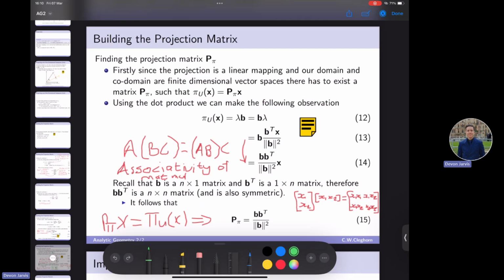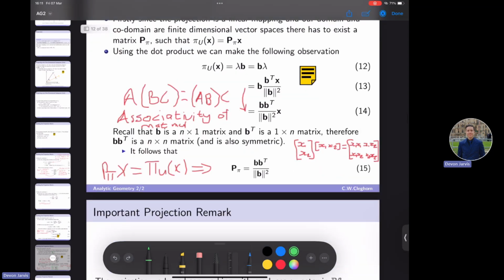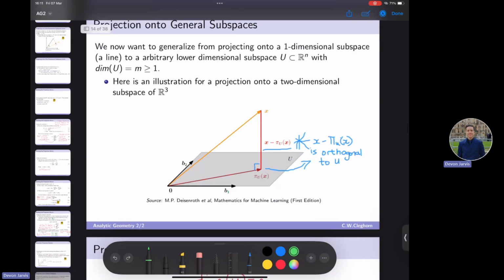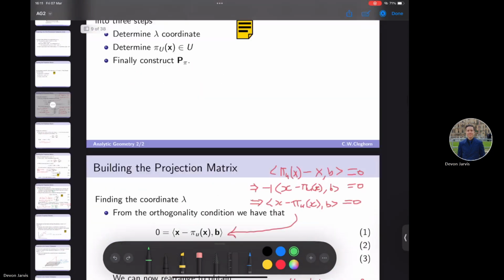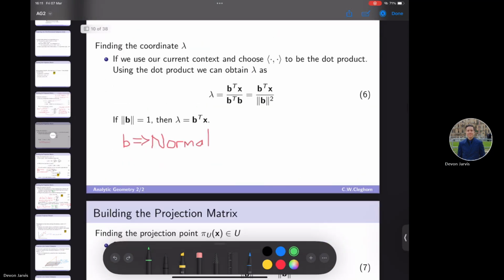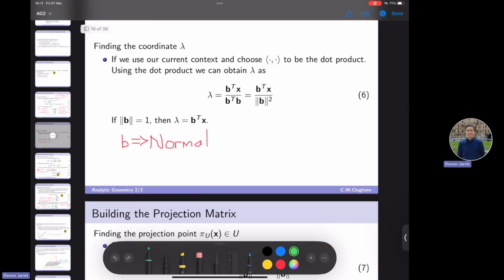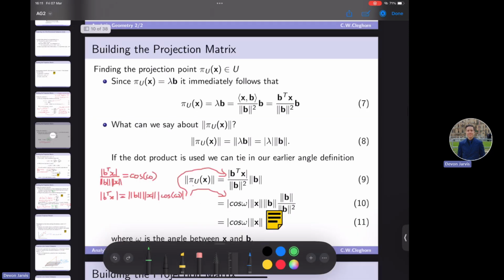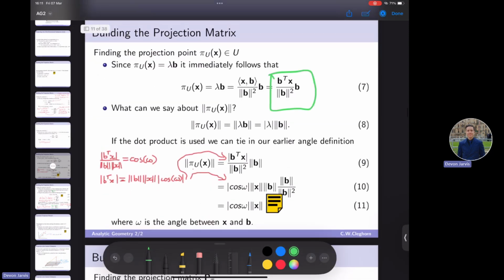So in a test, let's say, I might ask you for the coordinates along the basis line that you're projecting onto, so lambda. I might ask you for the matrix itself, so B B transpose divided by B norm squared. Or I might also ask you for the projection itself, which is lambda times B. So in that case, you will give me this full term here. Okay, any of those three things can come up.